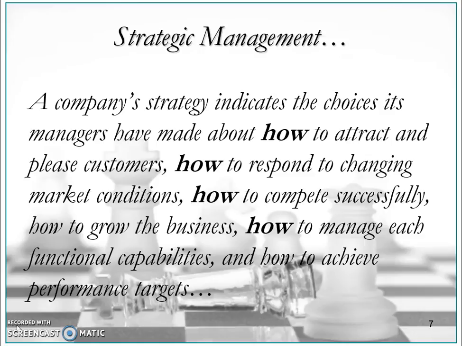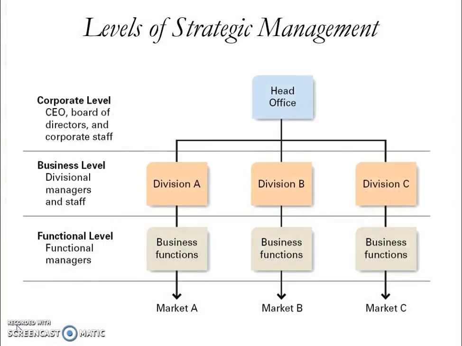Now, in order to justify and identify the alternatives for these questions, an organization works at three major levels, which are also called levels of strategy or levels of strategic management. The first one is the corporate level, which is usually in the form of a head office or the corporate office, and it includes the CEOs, board of directors, and corporate staff. The next is the business level, which may also include the divisional managers and staff, and it can also cover, in case of a conglomerate, the separate strategic business units.